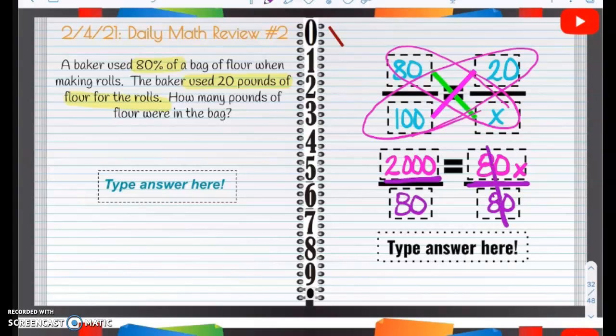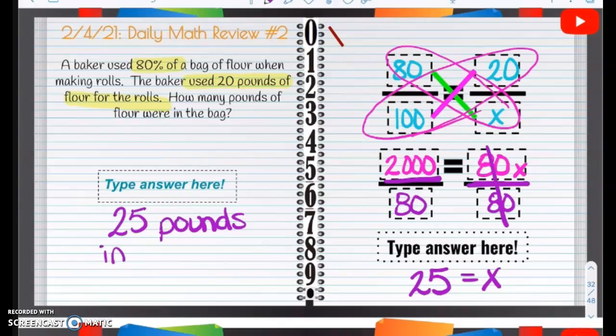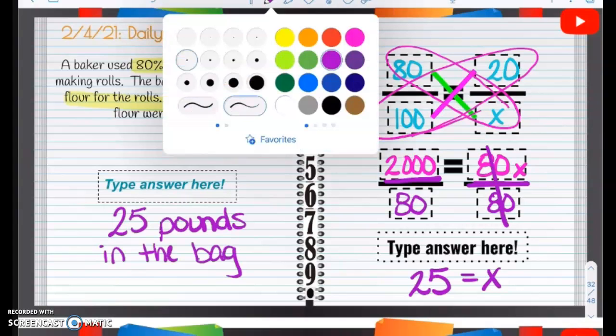So 80 divided by 80 is just going to be that 1, so we're left with X on that side. And then we have 2,000 divided by 80. Well, 2,000 divided by 80, you will get 25. So there were 25 pounds in the bag.